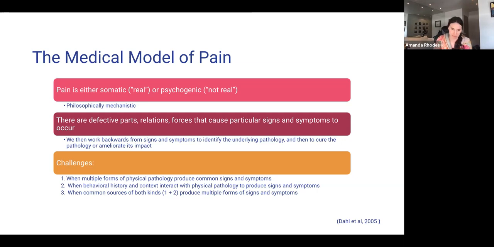The challenges with pain specifically are there's multiple forms of physical pathology that produce common signs and symptoms. There are behavioral histories and contexts that interact with physical pathology that produce signs and symptoms. And then there are also common sources that produce lots of different signs and symptoms. Chronic pain has challenges with all three of these, right? So the medical model of pain really creates a context that sets us up for failure in how we view and conceptualize pain.